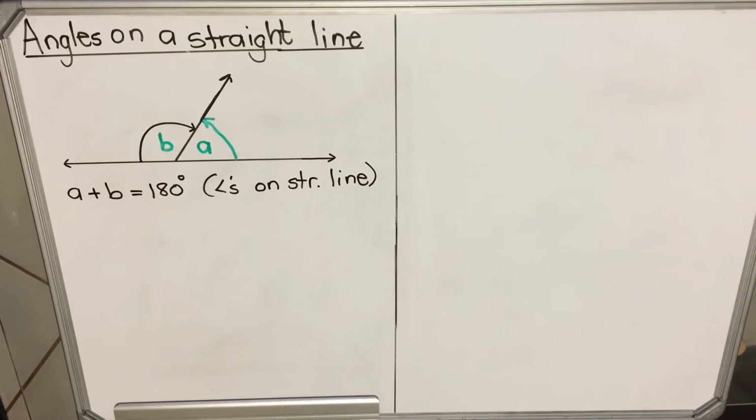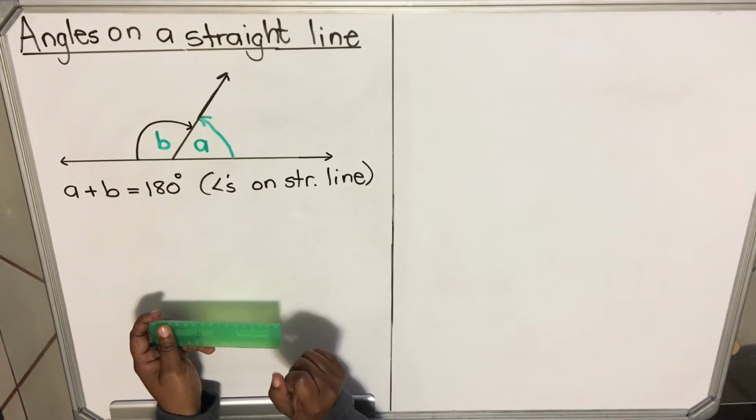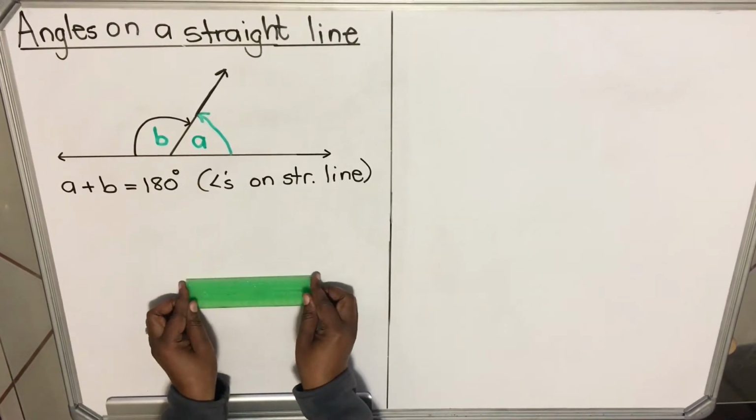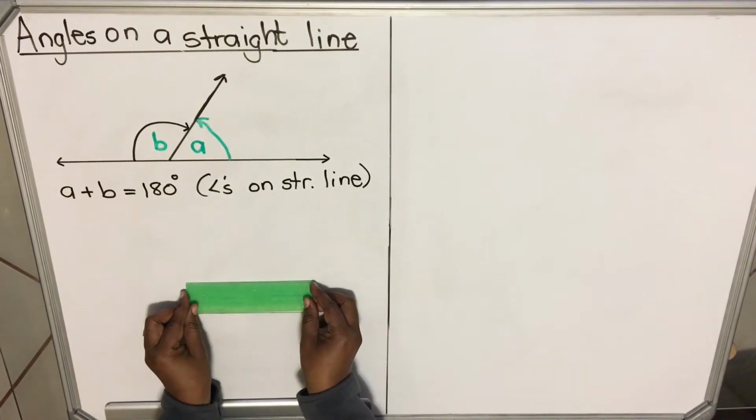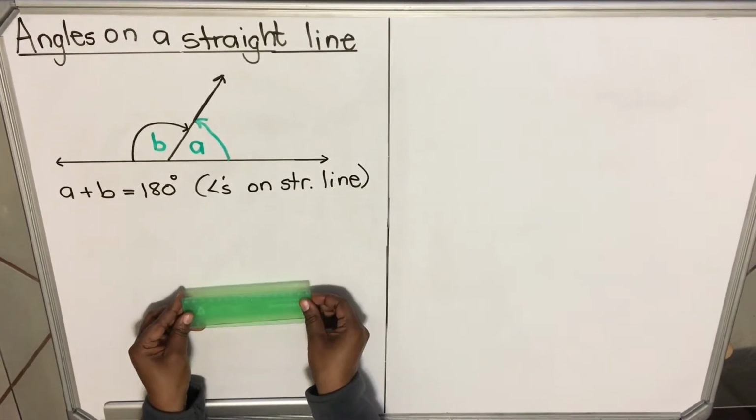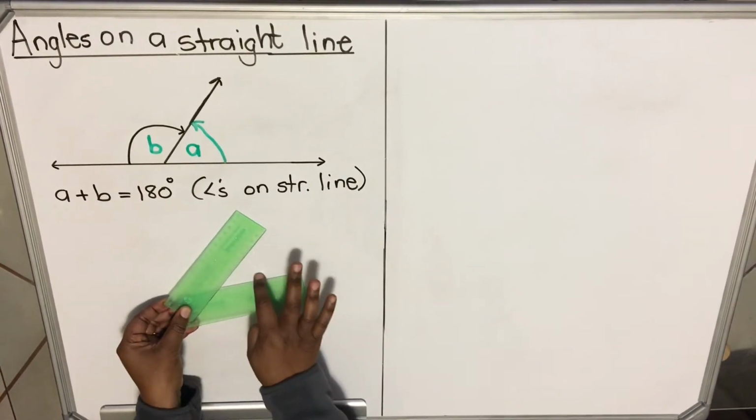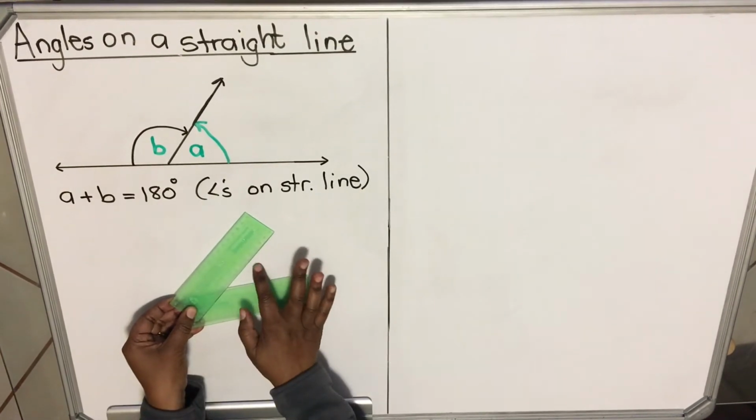In this lesson, I'm going to explain how we calculate angles on a straight line. But before that, I want to explain what an angle is. When you have a line, and another line on top of that line, and you move the lines apart from each other, the space between the lines is called an angle. So an angle is a space between the lines.